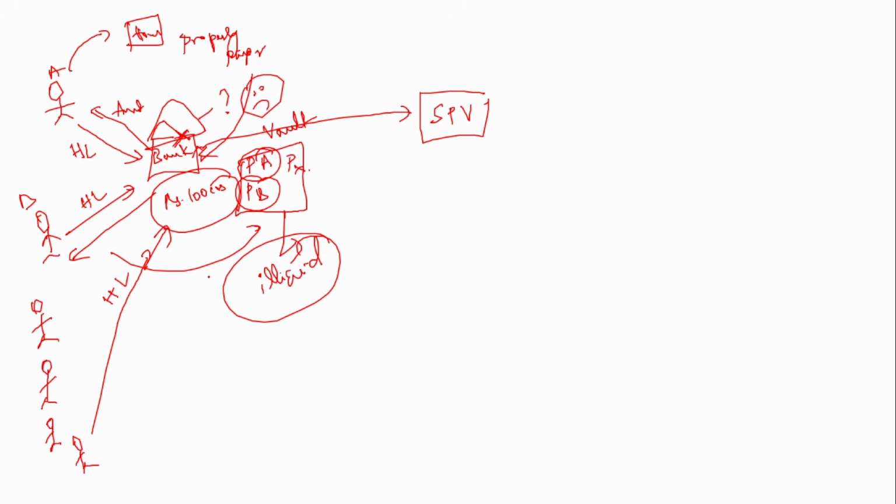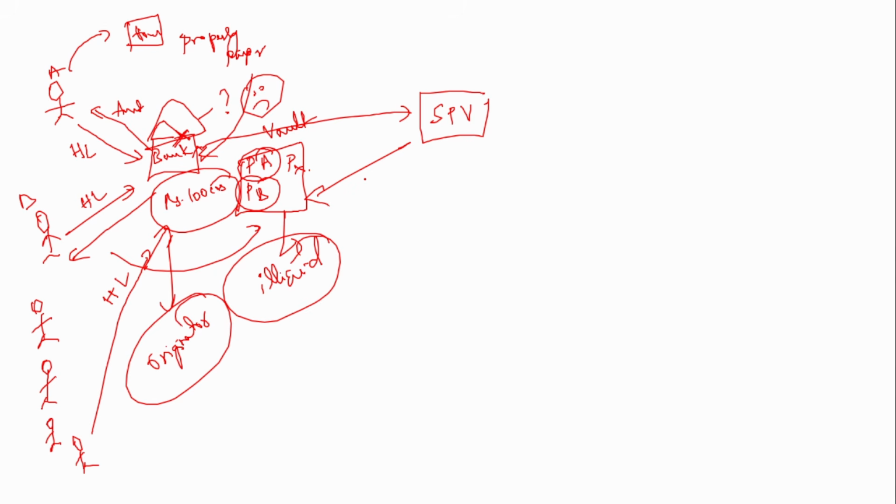This bank is also called the originator. Remember the names. What they do is they appoint a special purpose vehicle, and they will provide access to all these properties. They will tell it, I'll transfer the property papers to you. Using that, you create something and give me money. So now this special purpose vehicle will have access to these property papers.